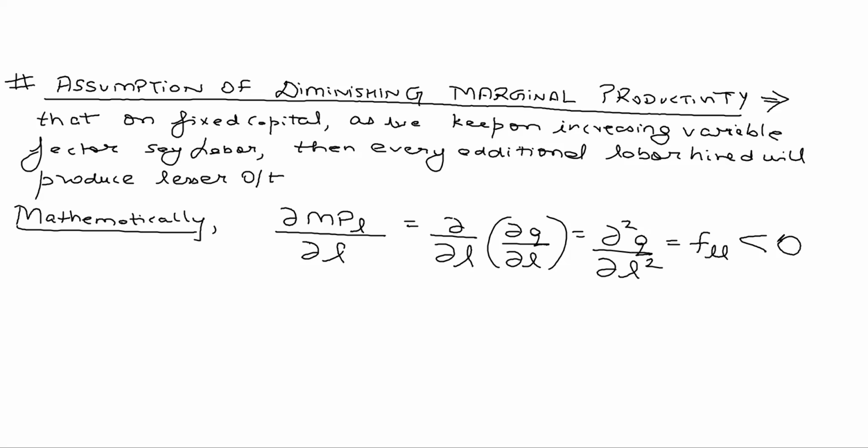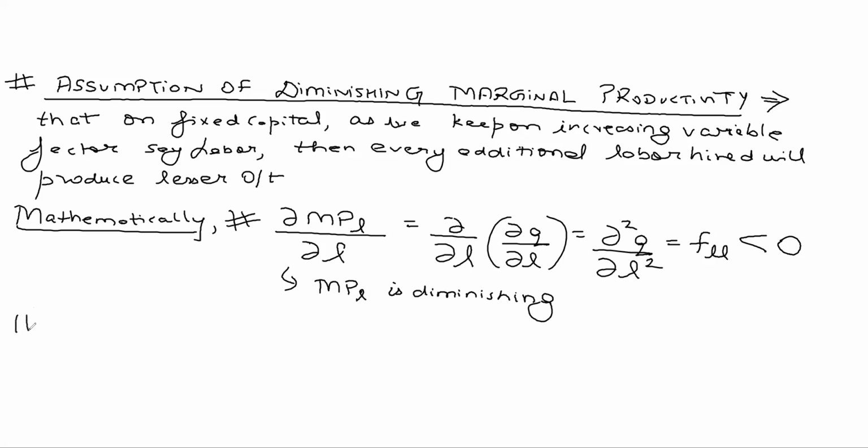That means marginal productivity of labor is diminishing. How will I interpret this? Marginal productivity of labor is diminishing. This means if you further differentiate the marginal productivity of labor with respect to labor, that means if you do del square Q by del L squared, the sign of it is going to come out as negative.